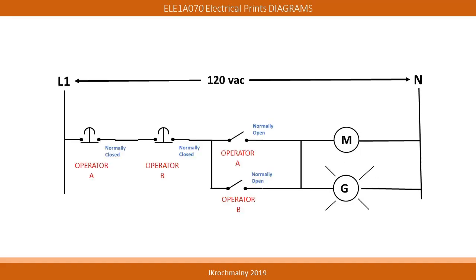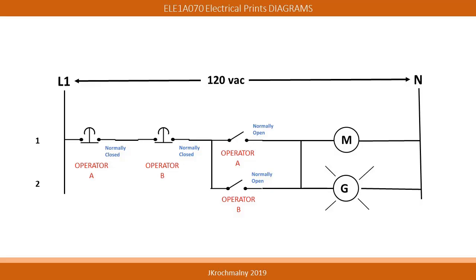Now we can place into the drawing the input switches that control the 2 loads. In this case, we can place the normally closed emergency switches upstream from the normally open maintained switches. The normally closed emergency stop switches are placed in series to each other, and the normally open maintained operator switches are placed in parallel.